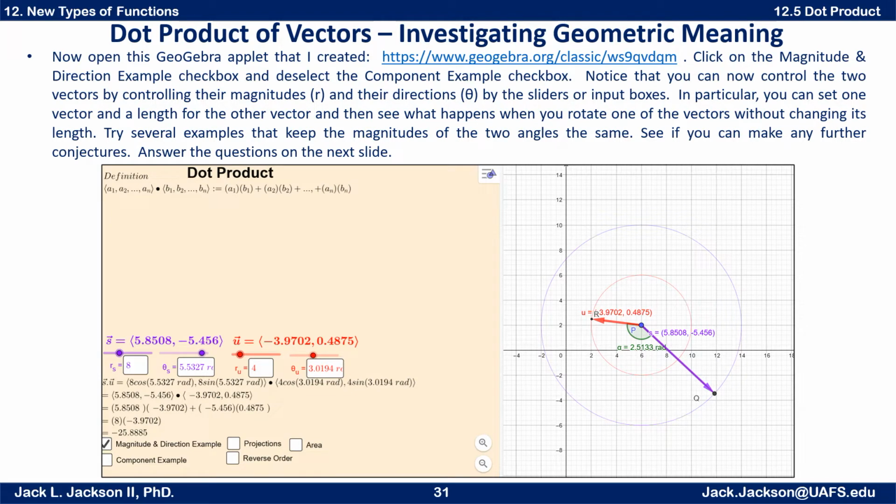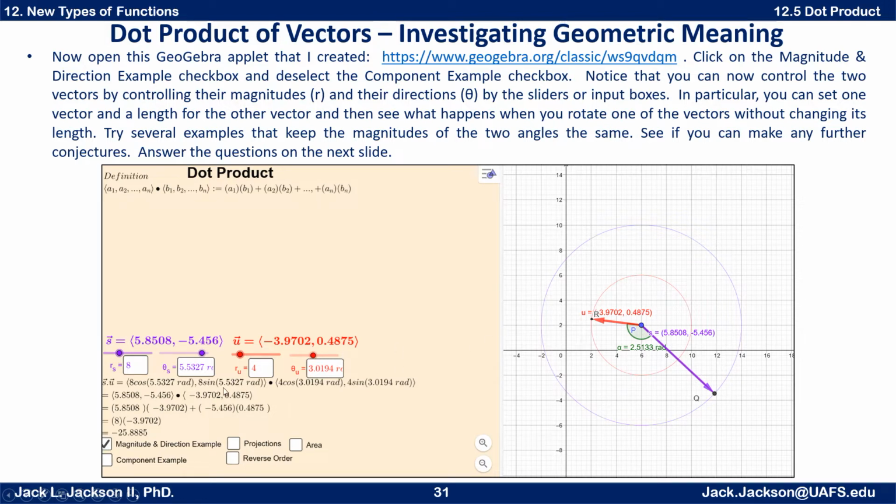And when this comes up, it looks something like this. It may look a little different when it first comes up, but down here at the bottom there should be a button for the magnitude and direction example and a component example. If you click on component example, some information shows up here and one comes up there where you control components. Very similar to the way we did the last one, but they don't necessarily have to be integer components. Or we can do this one, the magnitude and direction example. For right now, that's what I want to click on, and deselect the component example.